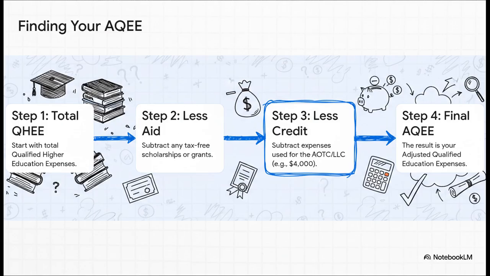You start with your total college costs, you back out any free money, like scholarships, and then, and this is the absolute key, you must subtract the expenses you use to claim that tax credit. For the AOTC, that's almost always the first $4,000 of tuition. What you're left with is a new, really important number called your Adjusted Qualified Education Expenses, or AQEE. Just think of that AQEE as your new spending limit for tax-free 529 money.